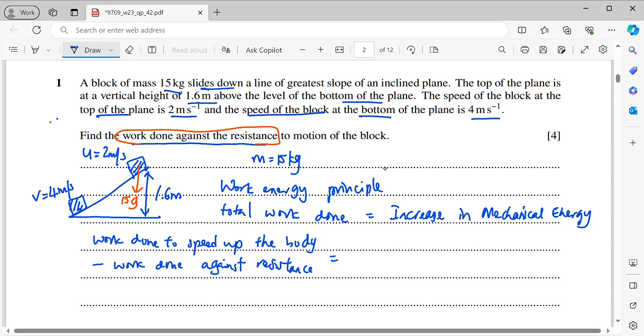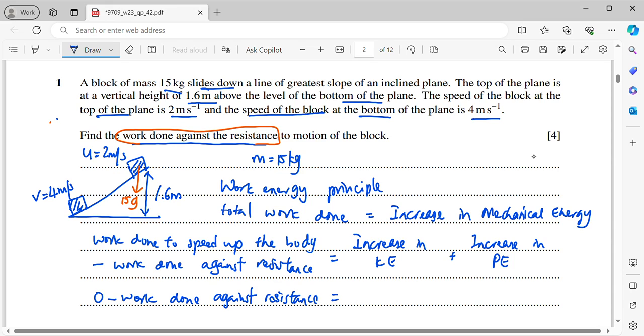Then increase in mechanical energy means that it is increase in kinetic energy, so probably I will just write KE, it will be easier, plus increase in gravitational potential energy. Now for your information, in this question, there is no work done to speed up the body. So that means it will be 0 minus work done against resistance.